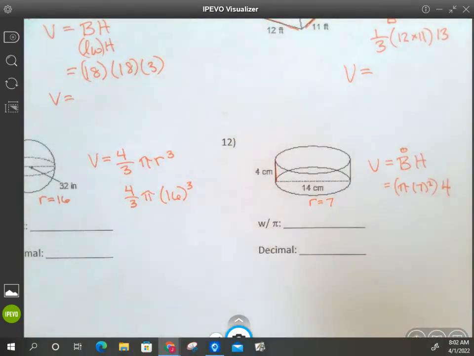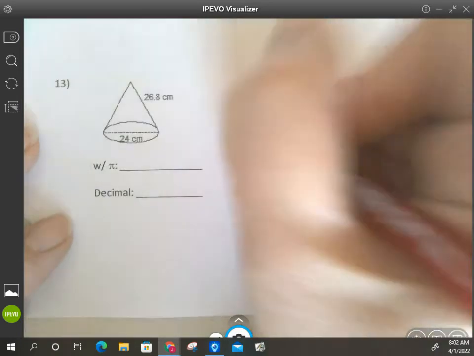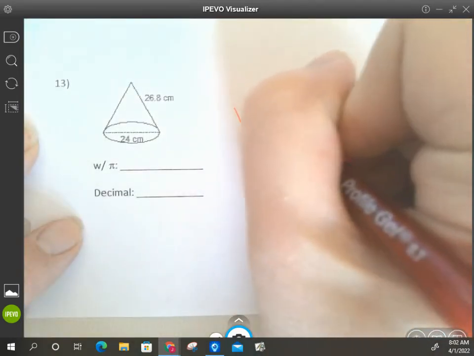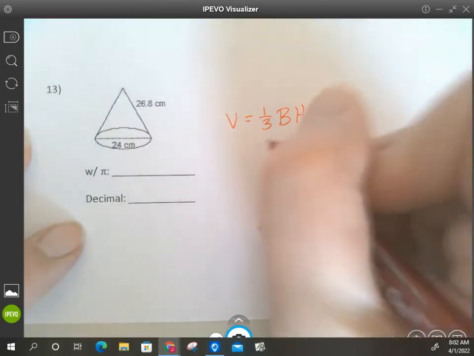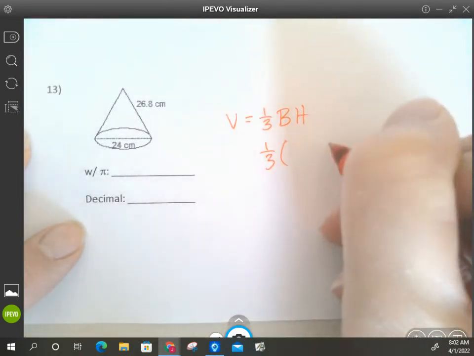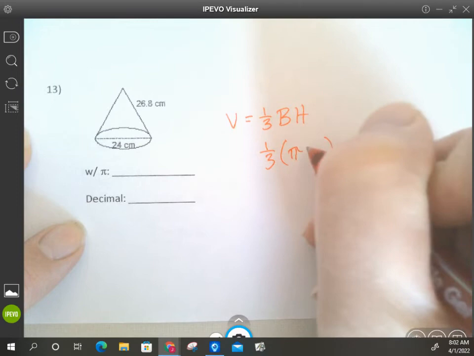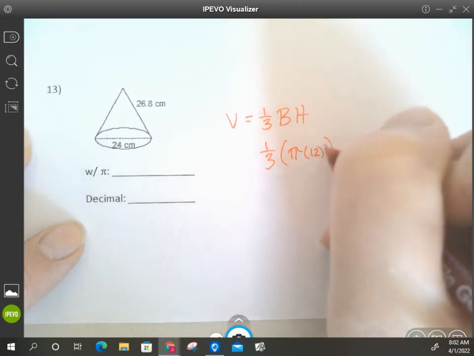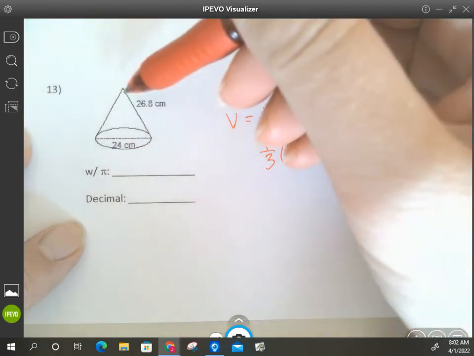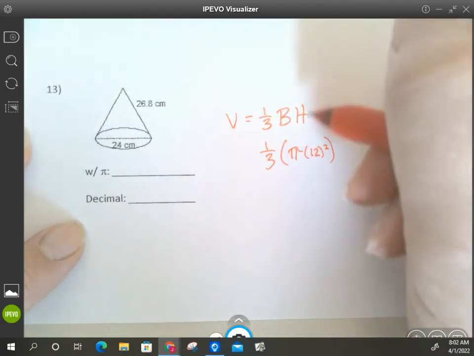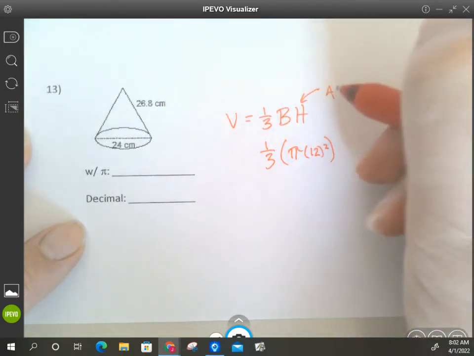And last, our cone. A cone is very much like a pyramid. The volume is 1/3 base times height. So it's 1/3, but the base is a circle. So pi radius 12 squared. Now, here's the problem. I have the slant height. I need the altitude. So this one is an issue.